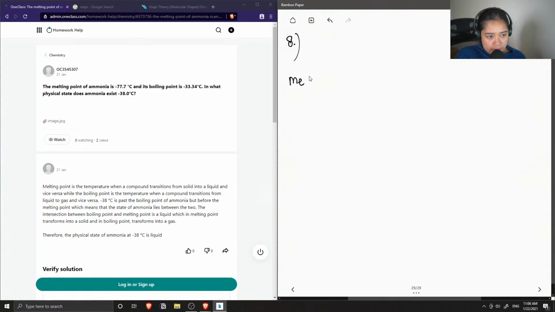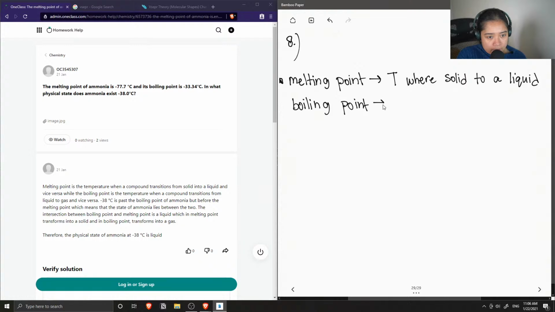So first let's recall the melting point definition. This is the temperature where a solid converts to a liquid. And for boiling point, this is the temperature where your liquid turns to a gas.